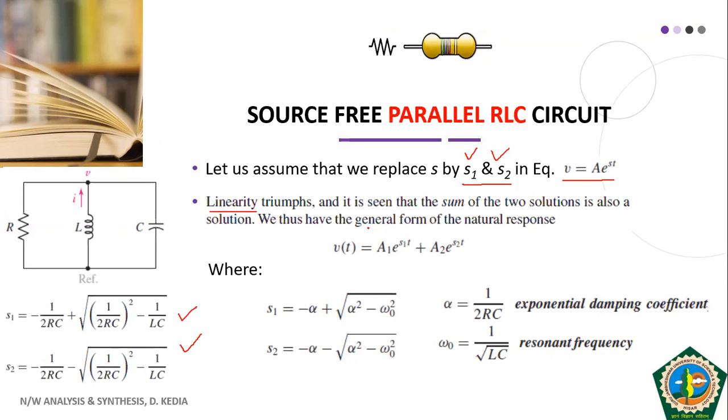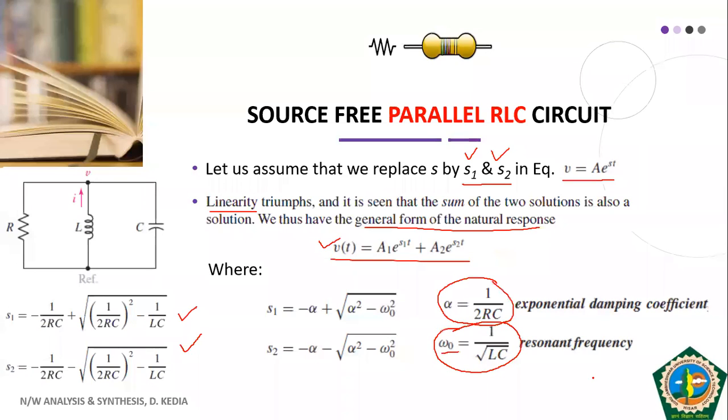So the general form of the natural response will be the sum of these two responses. We can easily put these two roots in the equation, and the final response can be seen as a superposition of those two solutions. Here we will redesignate a few quantities. We have substituted 1 by 2RC equal to alpha, and 1 by under root LC equal to omega naught.